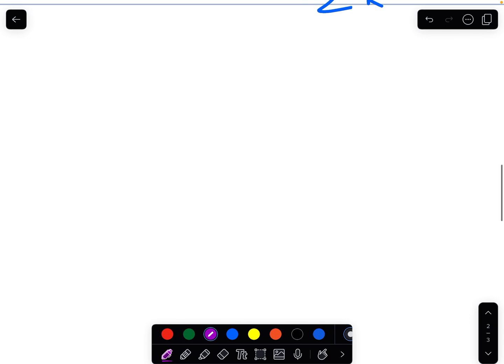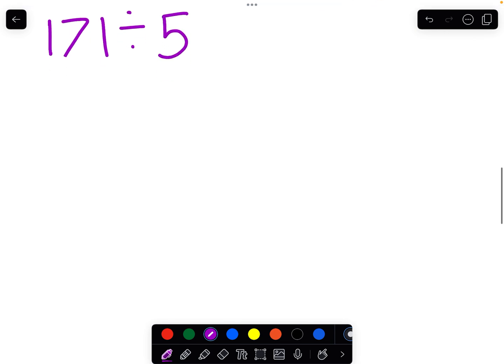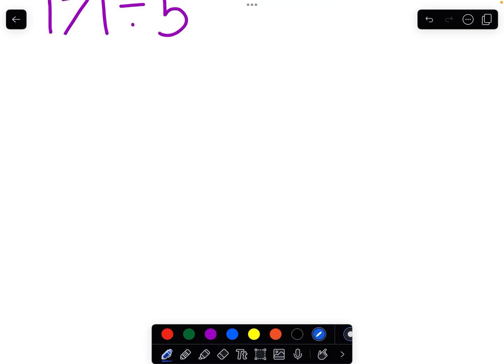Not so bad. Now, what if we have a really big number? What if we have a complicated one? What if we have 171 divided by, well, should we do double digits? You know what? For now, we'll keep it simple. Let's just do 5. 171 divided by 5. So it'll be our last example.